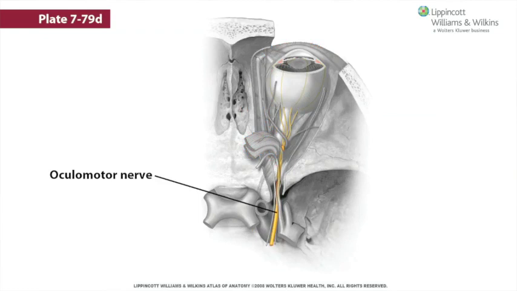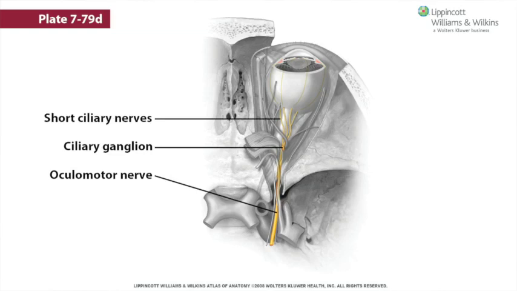The inferior division of the oculomotor nerve also carries the preganglionic parasympathetic fibers to the ciliary ganglion, which lies anterior to the optic nerve. The preganglionic parasympathetic fibers synapse at this ganglion, and the postsynaptic fibers run in the short ciliary nerves to enter the eyeball.